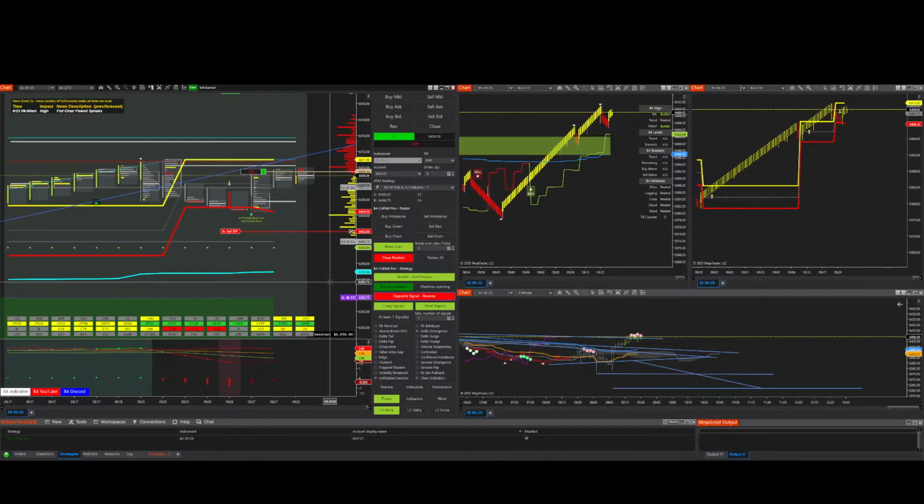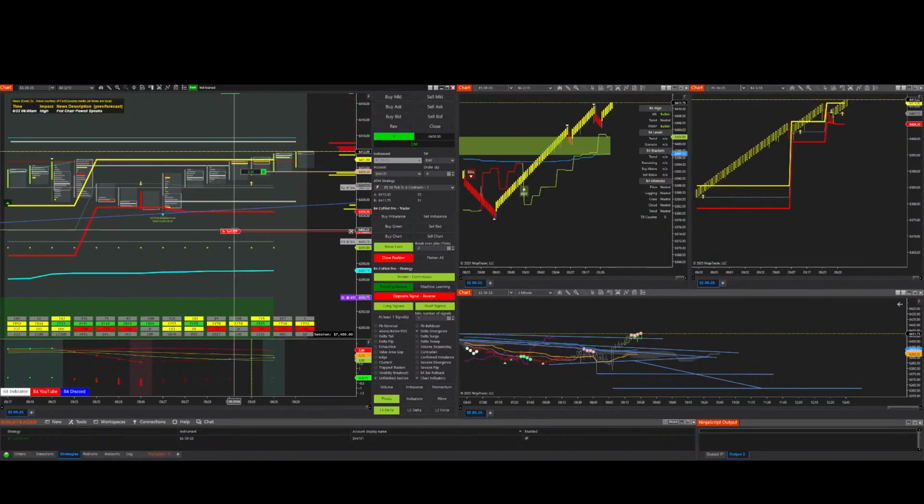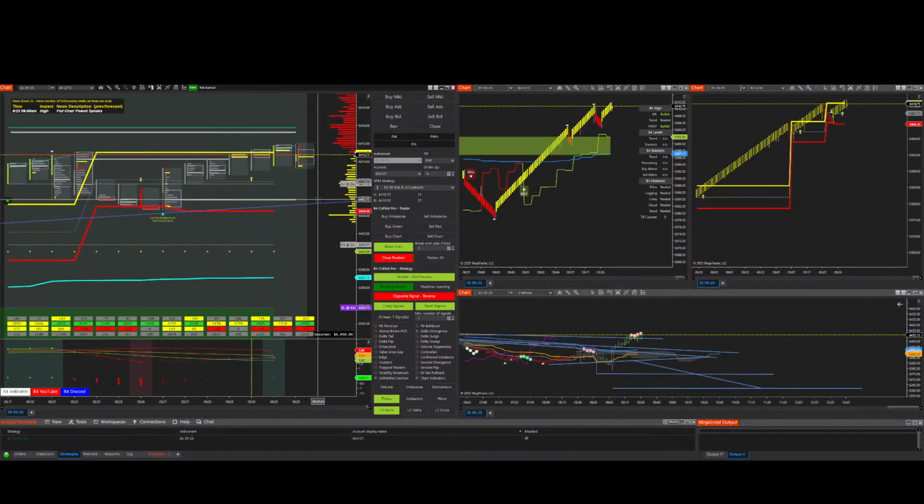Either way, bullish or bearish here, I'm not in a good position. I just don't like where we're at. We're extended here. I don't like the overall place that we're at, so I'm going to pull out and get out of this. I don't like where we're at here.